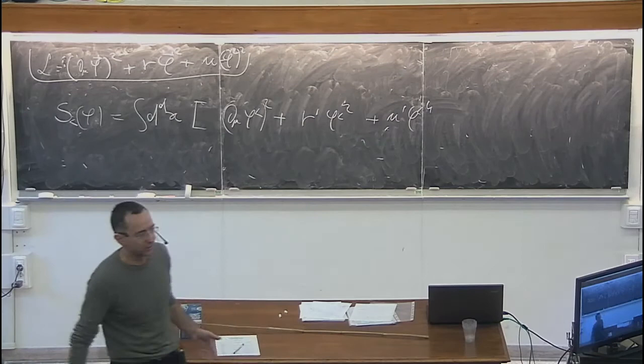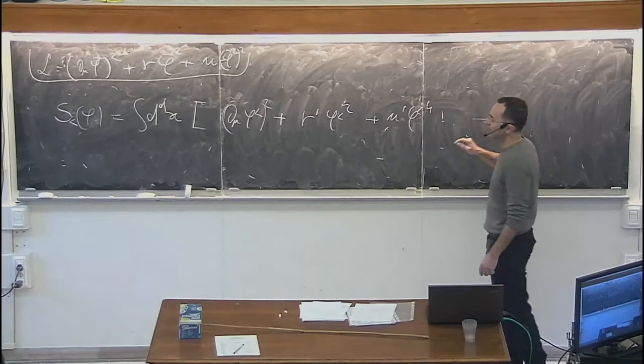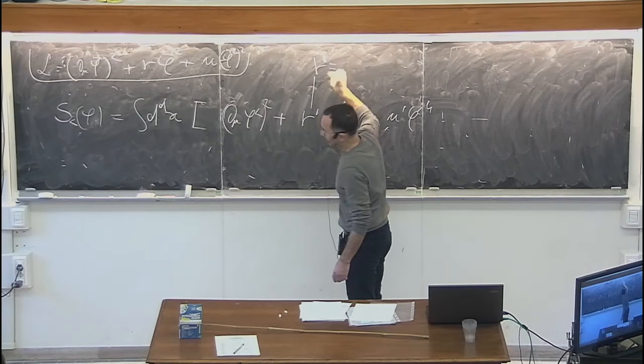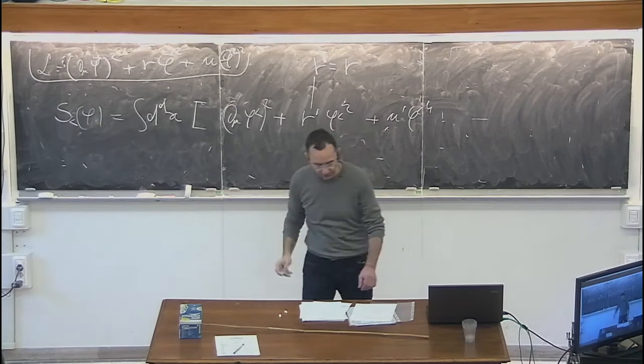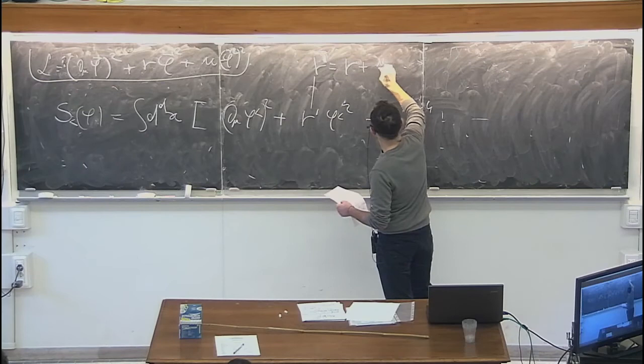Okay. You will find if you do the calculation, some details you see. This is the result, essentially, plus terms which can be neglected. What about this? R prime, of course, is equal to R, because R was the old one, plus something, plus... this is the result of the calculation.